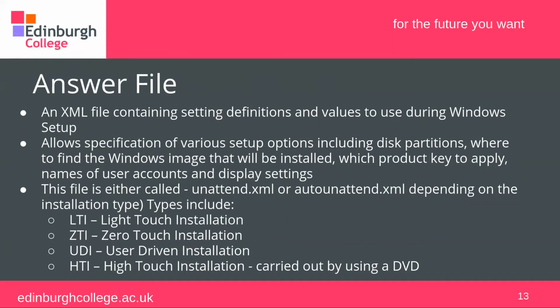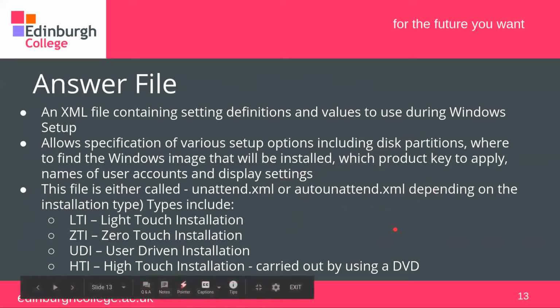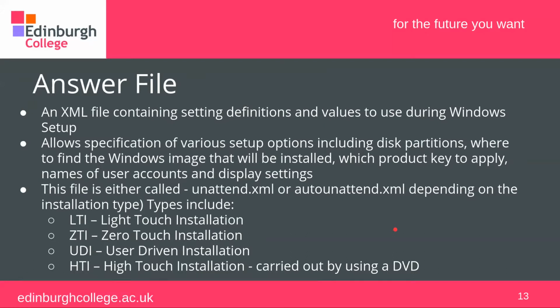Now, there's different types of installations. A light touch installation is where you just have to do a couple of things. You might have to go over and click yes to accept terms and conditions. Other than that, it's all automated. Zero touch installation is where you have a full unattended.xml answering all the questions, and you literally don't go near. You could deploy it to a computer very far away. You don't have to even be in the room.